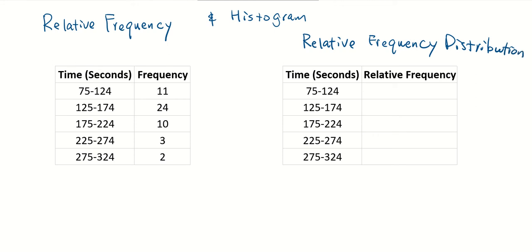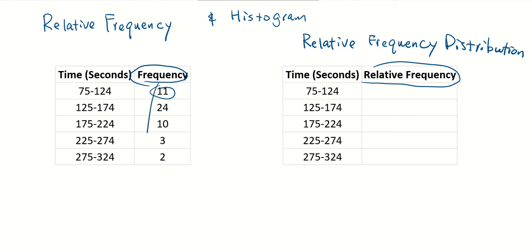So a relative frequency distribution looks pretty much like a frequency distribution. What's different is instead of this column of frequency, you will have a column called relative frequency. And for each number, you will replace the frequency by the percentage of frequency. So how do you turn it from a frequency distribution?